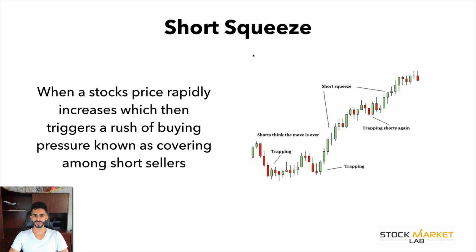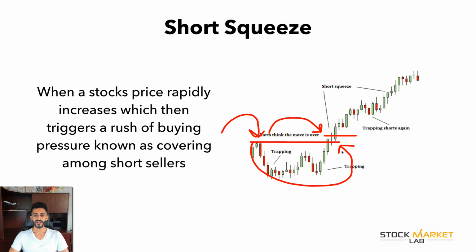Next, what is a short squeeze? A short squeeze is when a stock's price rapidly increases, which then triggers a rush of buying pressure, known as covering, among short sellers. Basically, if a lot of people are shorting a stock at this point, and the stock breaks that point, those same people are now maybe exiting. Their stop losses are getting hit, they're covering their position, and that is going to create aggressive buying pressure. That is going to take a lot of traders and make them aggressively start buying. That aggressive buying pressure will drive the stock price up.